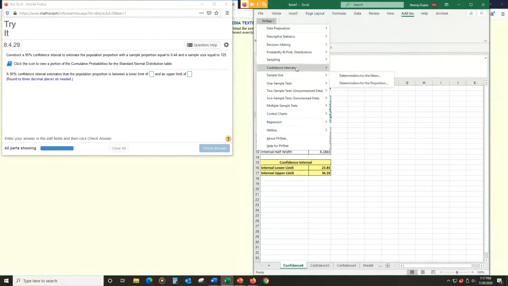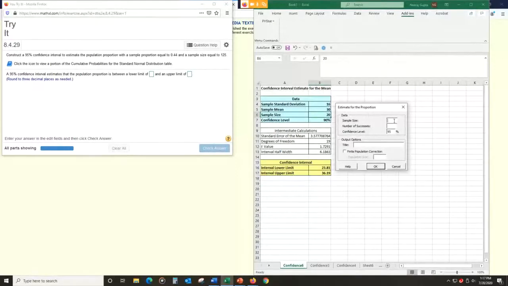Now, in the confidence interval for proportion, we are choosing estimate for the proportion. We need sample size, and we need number of successes, which is my X. I'm given sample size, which is 125, but I'm not explicitly given number of successes. I'm given the sample proportion, which is 0.44. So I need to first find number of successes, and that will be 0.44 times 125. What that means is 44% of 125 is my number of successes. Does everyone understand this part?